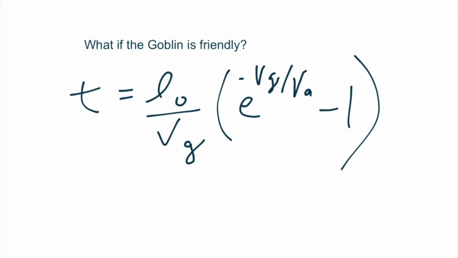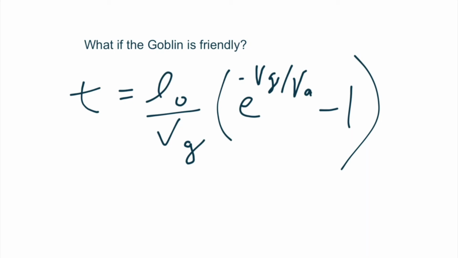This question is important: what if the goblin is friendly? This question was on the first exam in spring 2017 at BME. So instead of the goblin pulling away and making the ant take a really long time, he goes towards the wall. So he helps the ant out. It's going to speed up this process. Well, what if he's friendly? Will this still work?